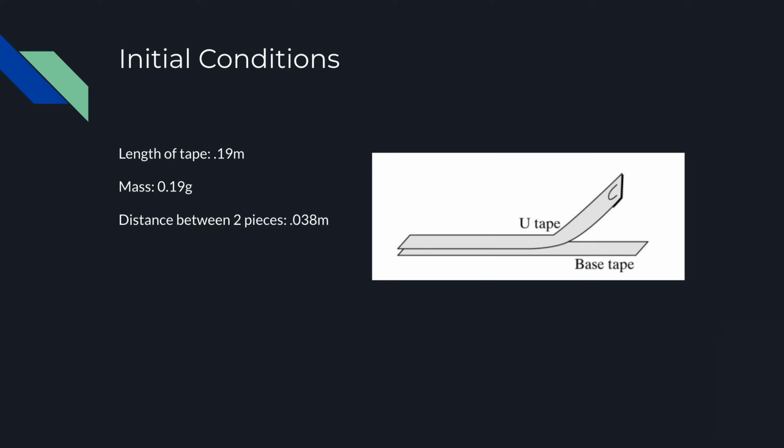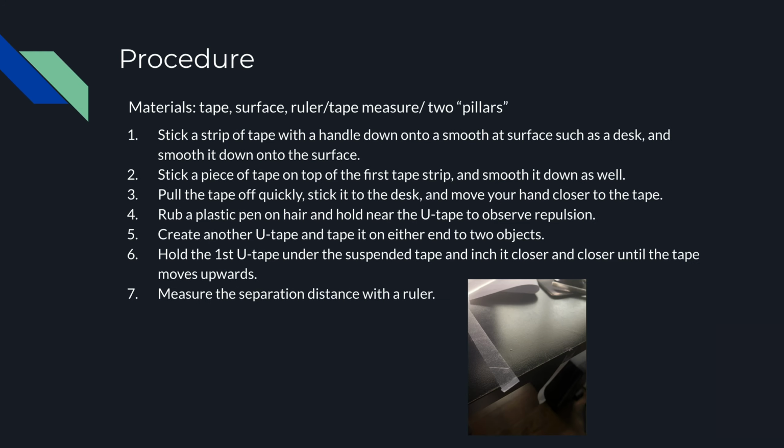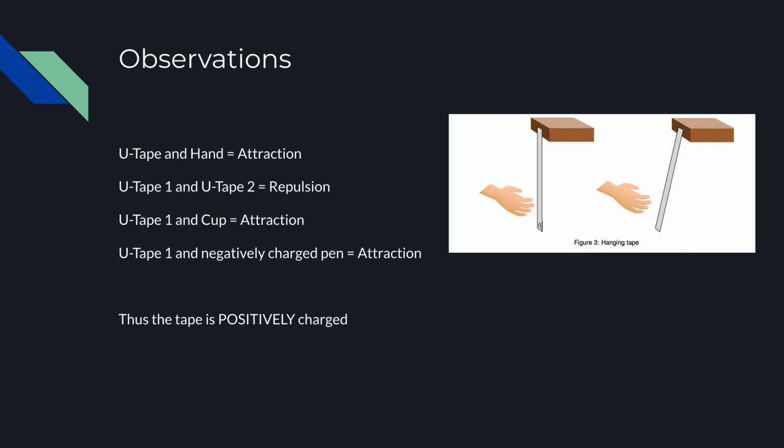Some initial conditions for the experiment. The length of tape I used was 0.19 meters, the mass is 0.19 grams, and the distance between the two pieces was 0.038 meters. For the procedure, you're going to really just need tape, any surface that's flat, and a ruler or a tape measure, and also two pillars, basically two things that you can suspend the tape between. You have to stick the tape down, rip off another piece of tape, test for the charges, and then there are different scenarios where you'll be holding it under suspended tape, and then you'll need to measure it with a ruler.